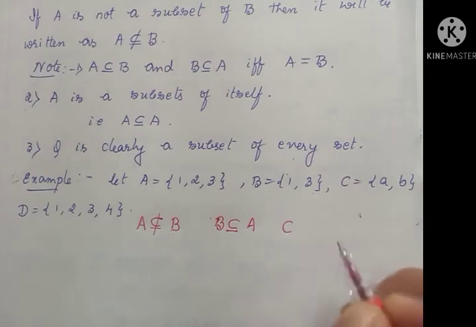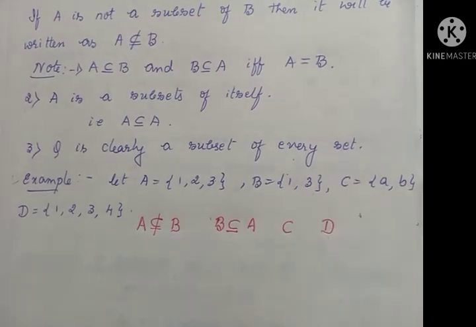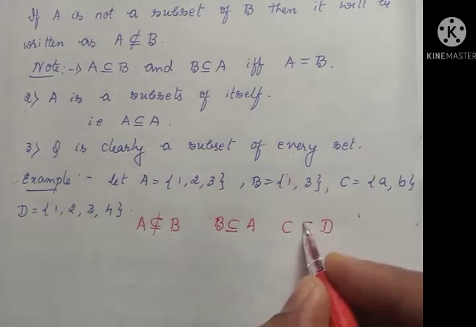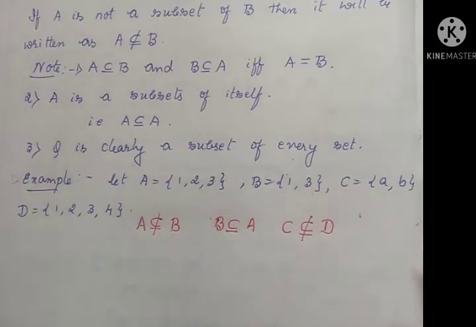C and D. Clearly we can say that this is not a subset because C has the elements a and b, and D has the elements 1, 2, 3, 4. There is no relation between these two. This is a variable and this is a number. Clearly this is not a subset.